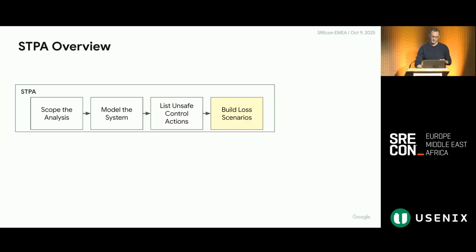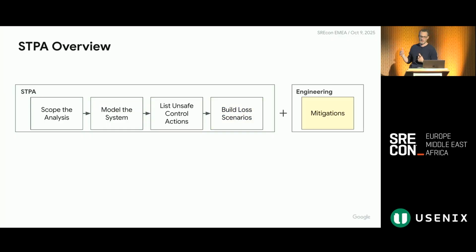And lastly, step 4 is where we build the loss scenarios. These explain how these unsafe control actions that we defined in the previous step could actually happen. And the great thing is that we can now trace all of these scenarios straight back to the losses that they can lead to. And this is a key for later prioritization.